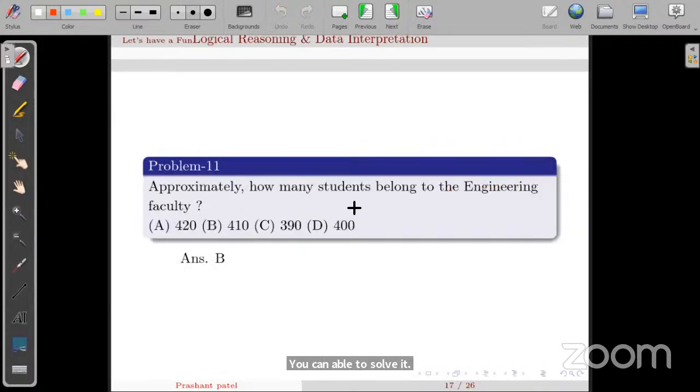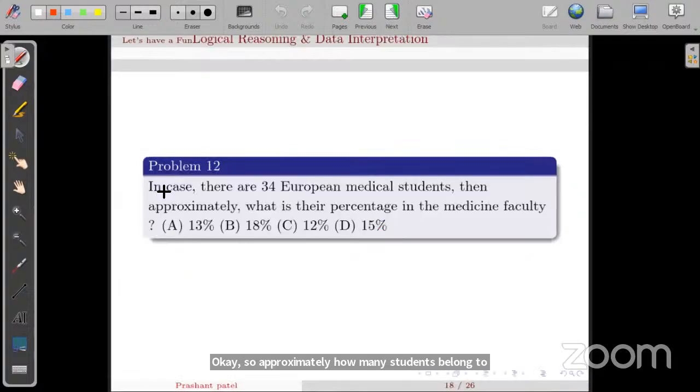Okay, so approximately how many students belong to engineering faculty, that we have done. So in case there are 24 European medical students, okay, question समझना, 24, sorry, not 24, 34 European medical students हैं, then approximately what is their percentage in medicine faculty?